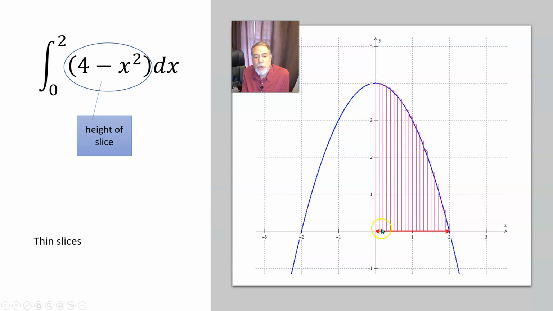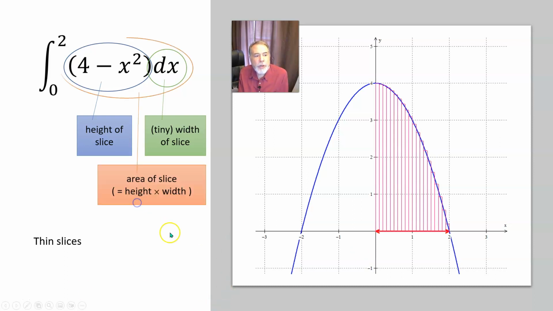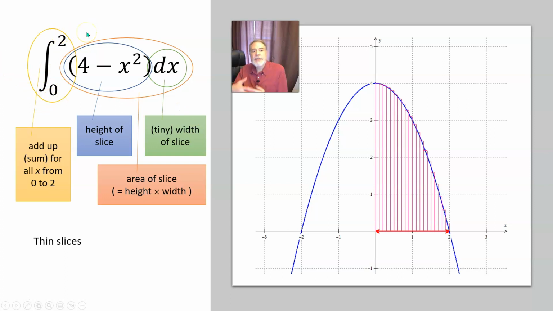The height of each one of those rectangles would be the value of the function. 4 minus x squared gives us our y coordinate, so that's how far up we go to get to a point on the curve. The dx would represent the tiny width of each slice, and then by multiplying those together, the height times the width, we get the area of each slice or each rectangle. And then the integral from 0 to 2 means to add up or take the sum for all x's from 0 to 2 of all of those thin slices to get the total area.